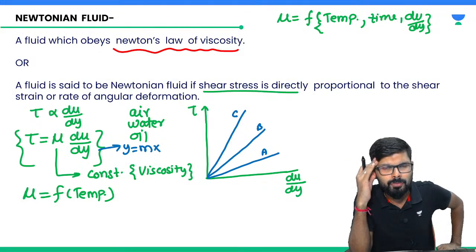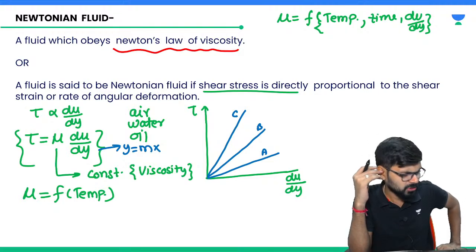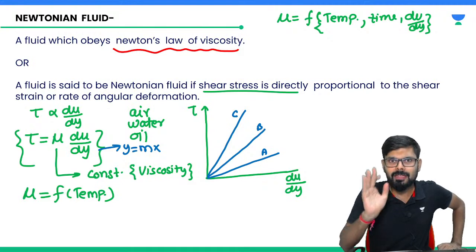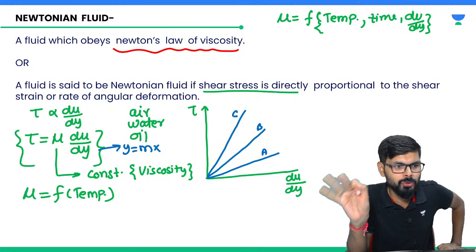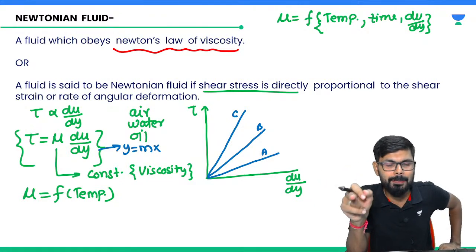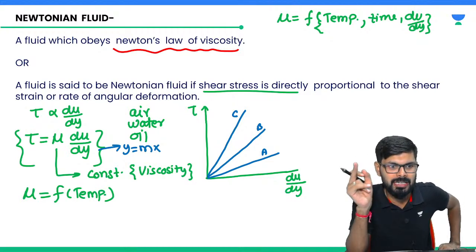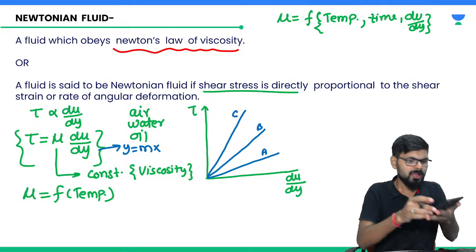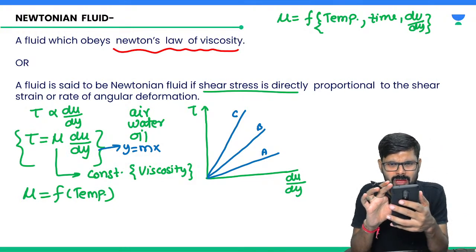Clear? Speak up. Sorry, not speak, write. Right? So now you have three lines A, B and C. You need to tell which one is representing air, which one is representing water, and which one is representing oil. Tell me fast.